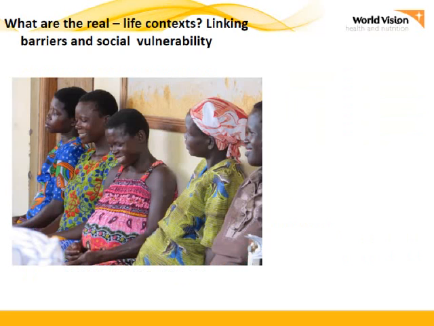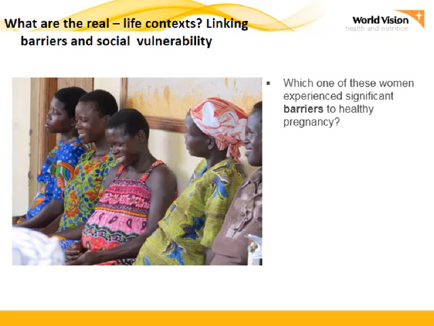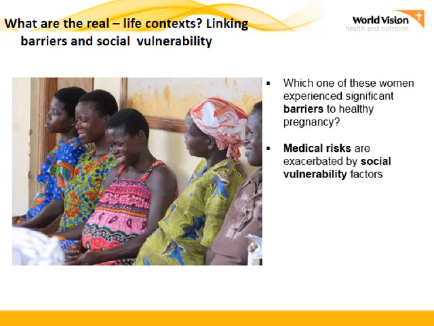Why do we do this? Well, let's think about what the real-life contexts are. Tell me, looking at this picture, which one of these women experienced significant barriers to a healthy pregnancy? The fact is, it's impossible to tell. Individual women may have medical risks. However, those medical risks can be severely exacerbated by social vulnerability factors such as poverty.